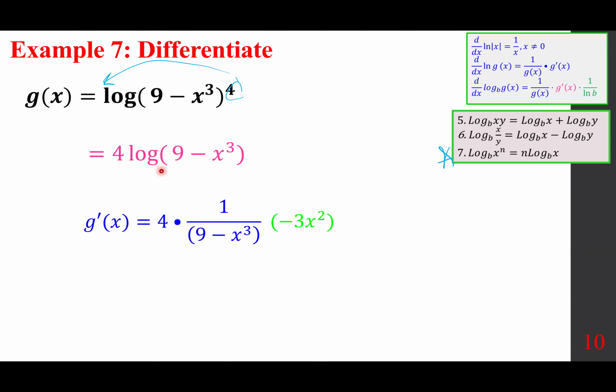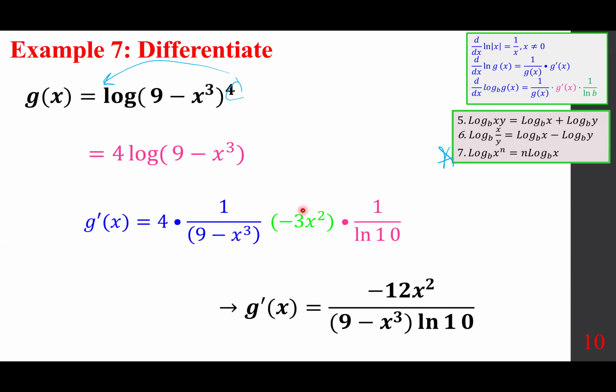And when the base is missing, that means the base is 10, that means common log. So 1 over ln b, 1 over ln 10. This is by the change of base formula. Putting it all together, the denominators are just a product of these two. The numerator is 4 times 1 times minus 3x squared times 1, which is negative 12x squared. And we are done. That's simple, everybody.